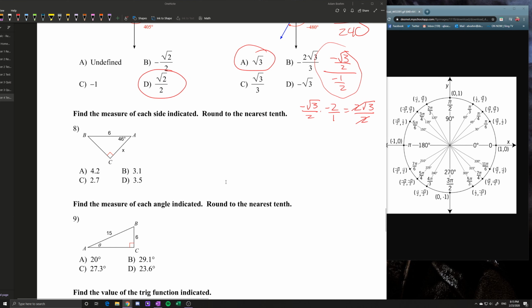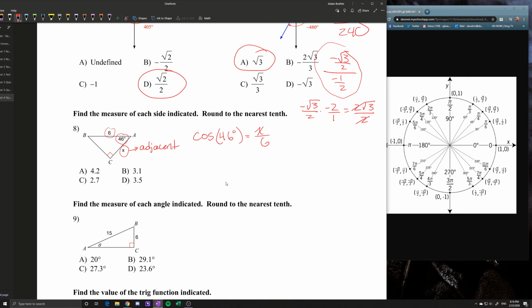Number 8. This is just a calculator problem, really. We are given an angle 46 degrees, and we are given the hypotenuse. So we need to use those two things in order to solve for x. X, in this case, is the adjacent side. So we need something with the adjacent and hypotenuse, which is cosine. So if we set up our equation, we have cosine of our angle 46 is equal to x over 6.